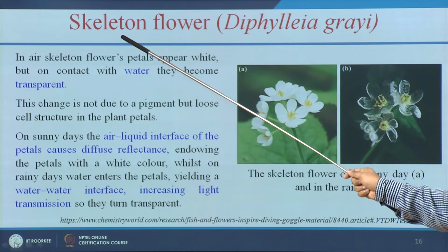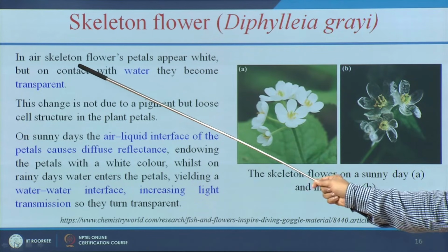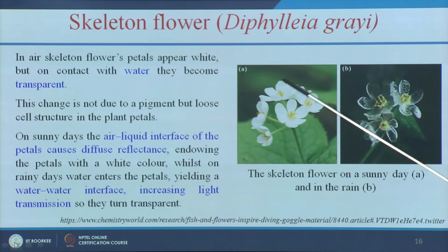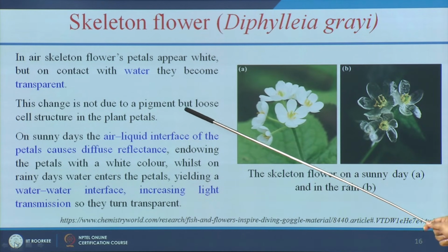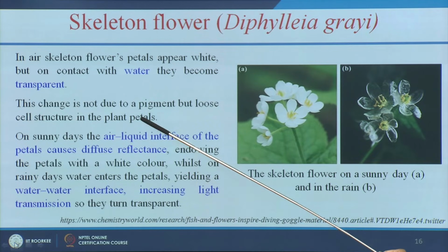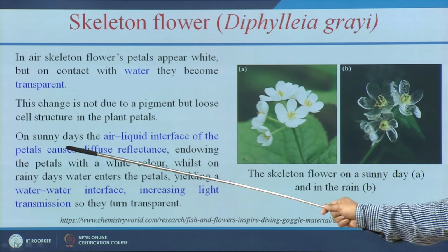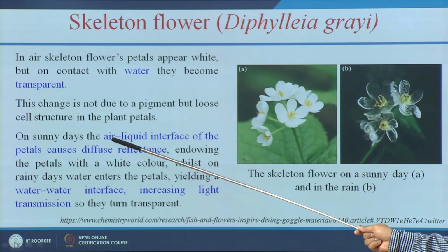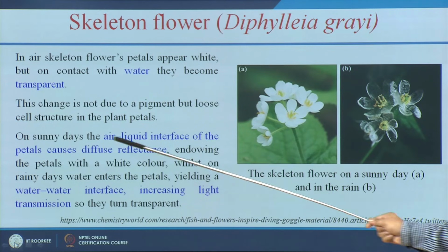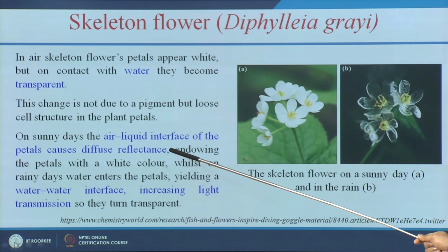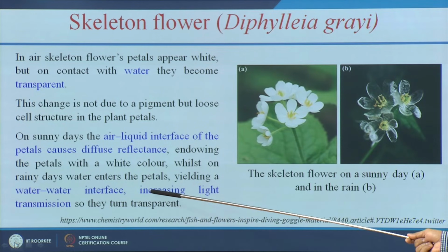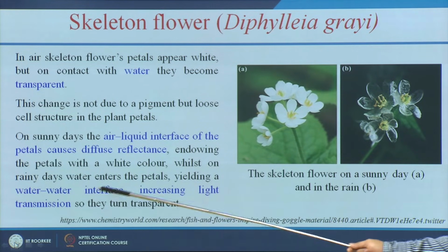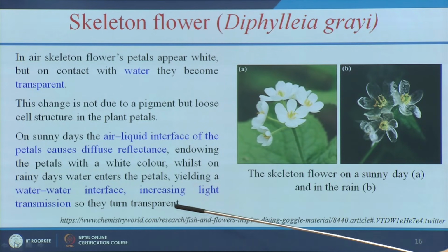They took the idea from the skeleton flower. You can see here the skeleton flower's petals appear white, but when in contact with water they become transparent. It is not due to the pigment but loss of cell structure in the plant petals, okay. So on sunny days during summer what happens is the air-liquid interface of the petals causes diffuse reflectance, but in the rainy season a water interface forms and it increases the light transmission so that they become transparent.